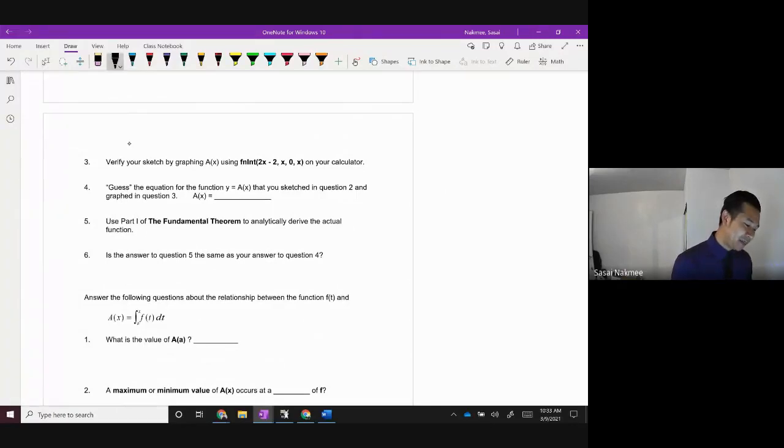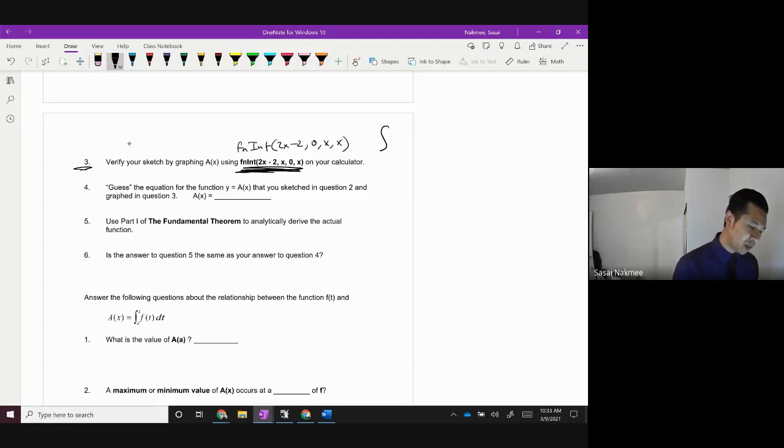On your calculator, you can actually use your calculator to graph your function. Can you guys fix this for me? For number 3 right here, this should not be like this. This should actually be fnInt of 2x minus 2 from 0 to x, comma x. So if you're using an older TI calculator, this is what it would look like if you typed it in. If you're using the TI-84 or higher, it should look like this.